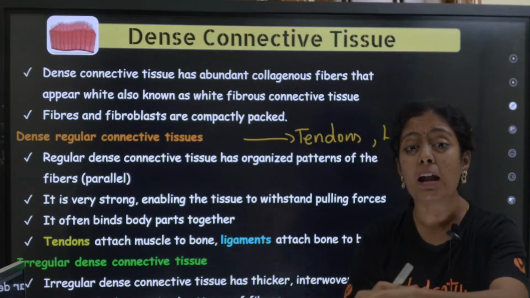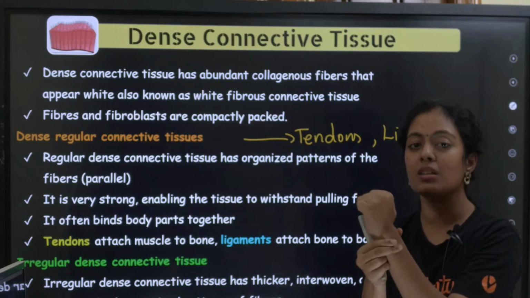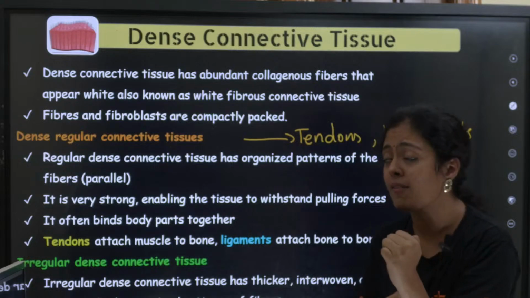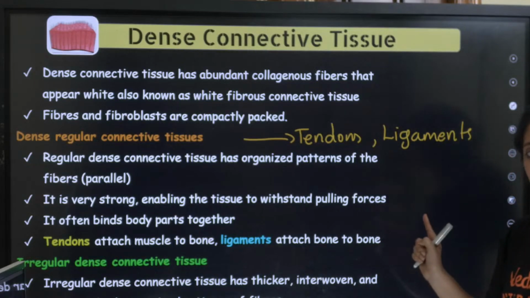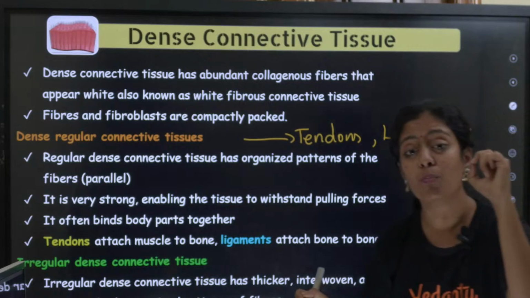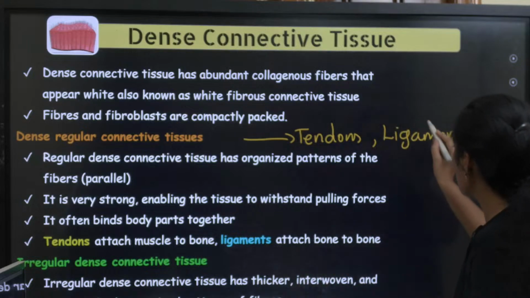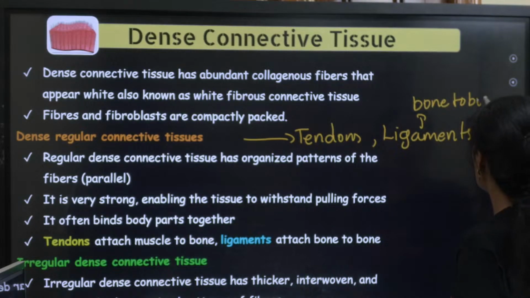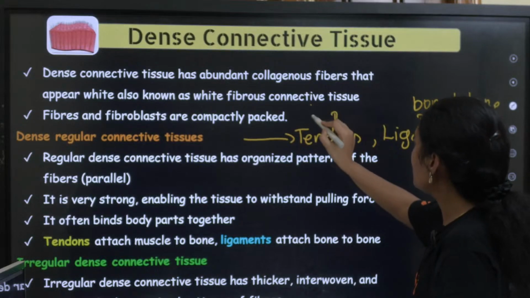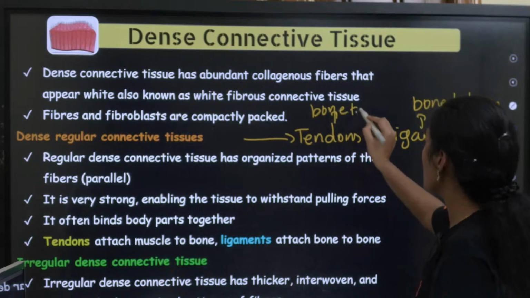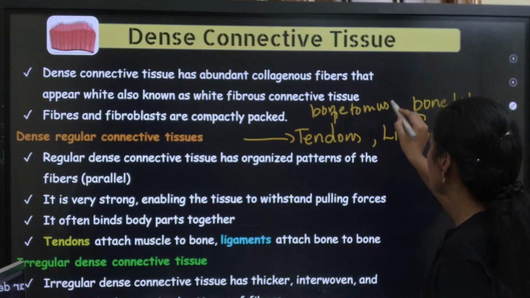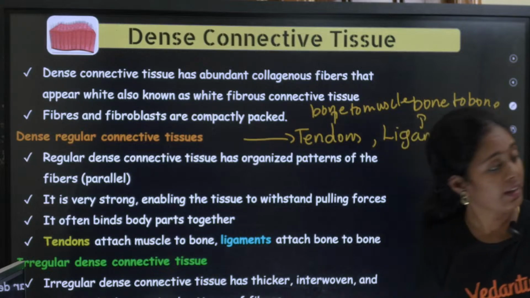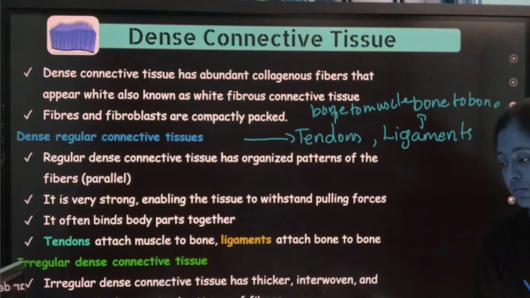Ligaments connect one bone to another bone. If there are two bones, the work of connecting the two bones is done by your ligaments. Okay, tendons connect bone to muscle. So ligaments, what do they do? They connect bone to bone. Tendons, what do they do? They connect bone to muscle. I hope all of you understand this one point. Okay, can I continue? Yes or no?